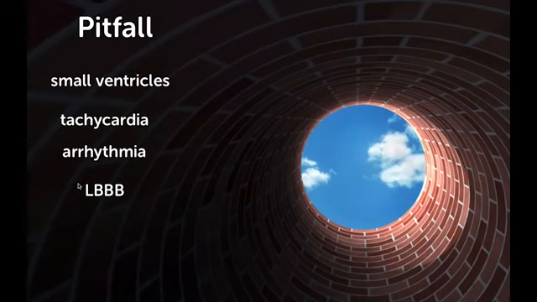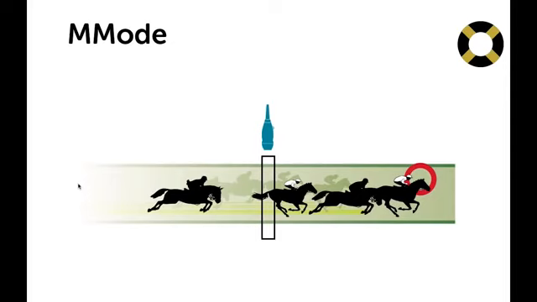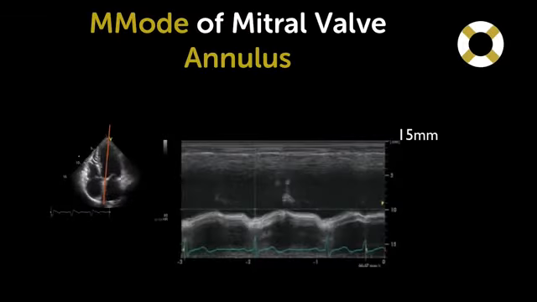I talked about the pitfalls, as just mentioned, in small ventricles, but also the problem of tachycardia, arrhythmias, and left bundle branch block. Then I explained what M-mode is and showed you that it can be used to look at the motion of the mitral annular plane, which can be helpful to look at longitudinal function of the left ventricle and to assess left ventricular function.